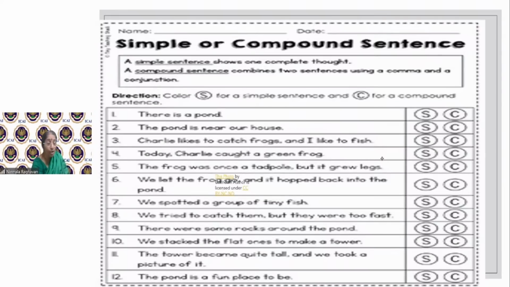Compound. How will you identify a compound sentence? You must read the sentence and see if these two sentences can stand independently. Is it joined with a conjunction? Then it is a compound sentence. That's a very simple way. There were some rocks around the pond. Simple. We stacked the flat ones to make a tower. So that's simple. The tower became quite tall and we took a picture of it. That's compound. The pond is a fun place to be. Simple. Okay, I hope you would have corrected your versions.